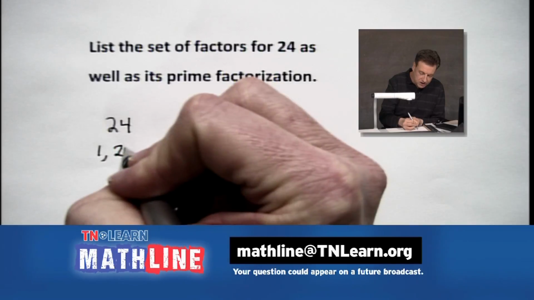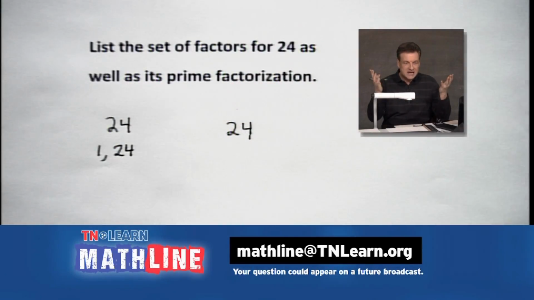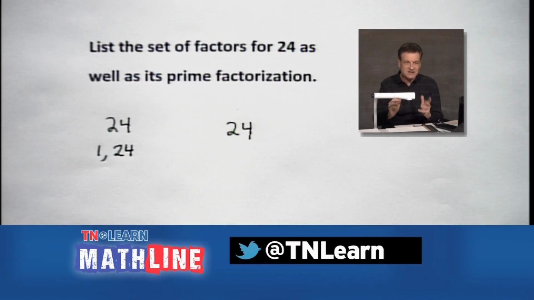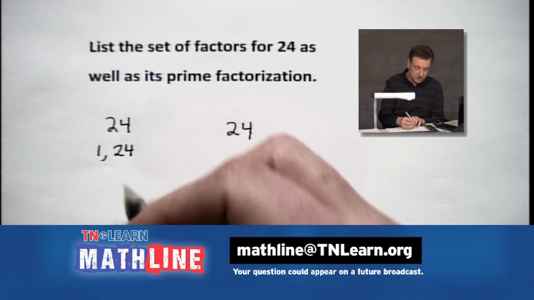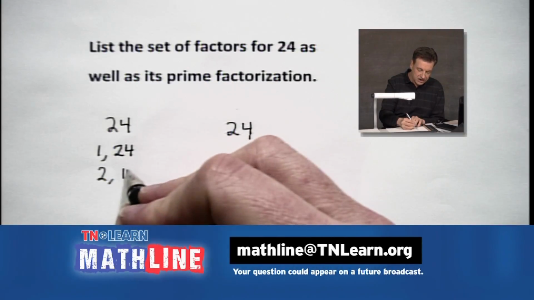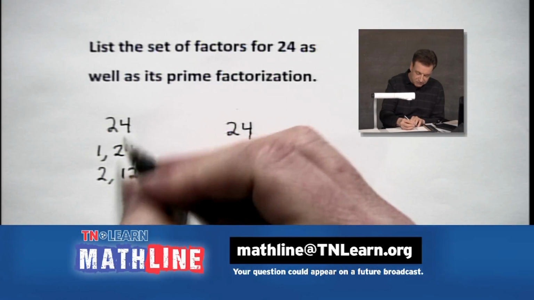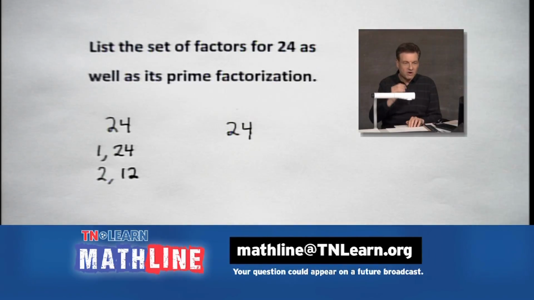How about 1 and 24? We know that's going to work because 1 times that number is always going to give us the number. So 1's always a factor and the number itself is always a factor. Let's go for the fact that it's even. So we'll pick up 2 and how about 12? Because 2 times 12 gets us back there. See how we're going on this?